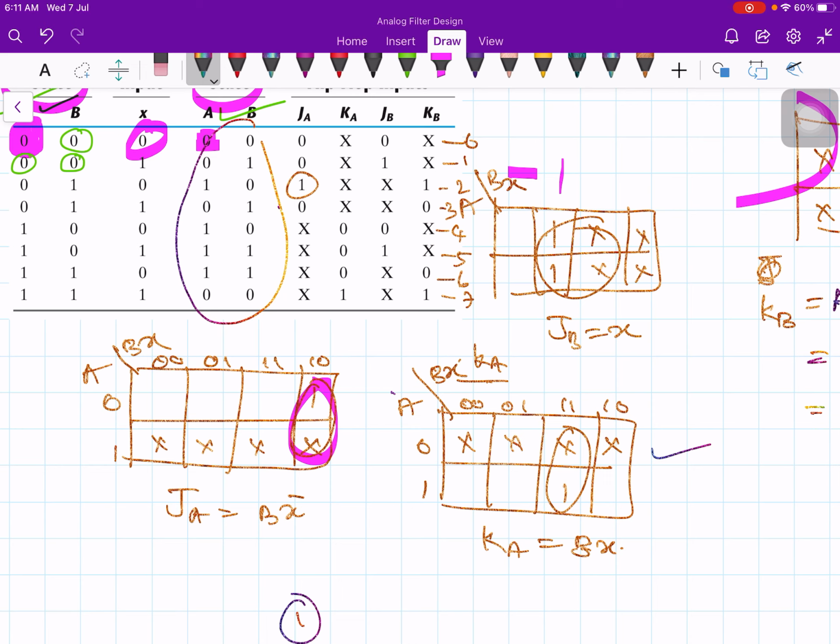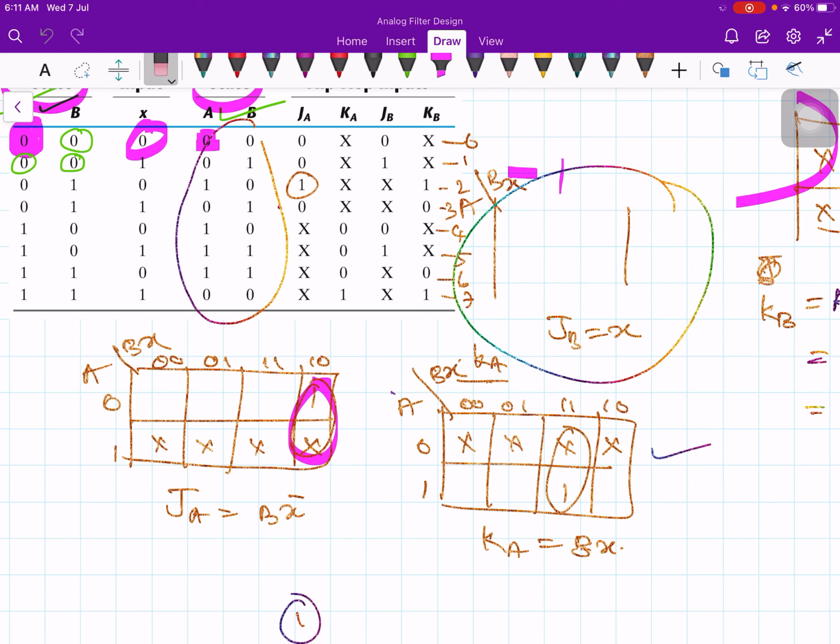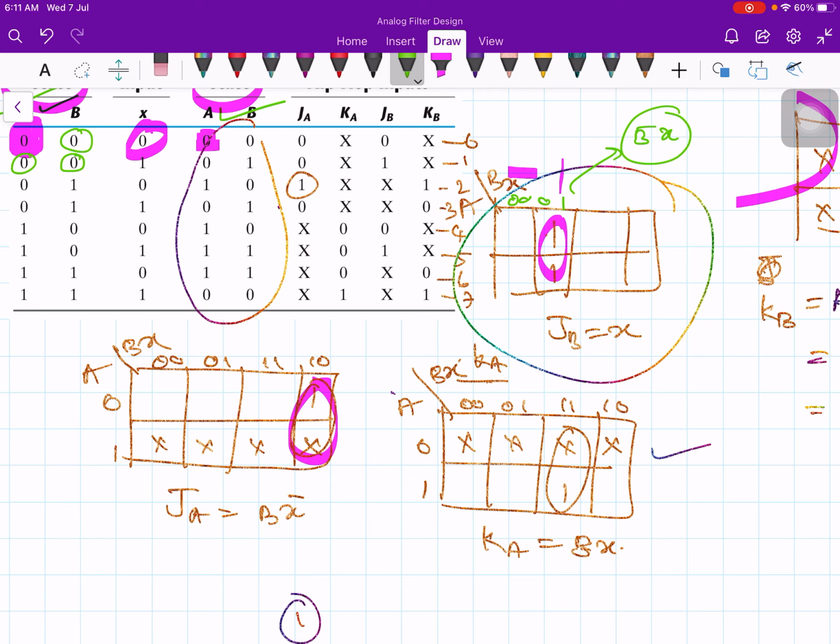So these don't care entries will help us to get a simple Boolean expression. For example, in this case, if I don't have this don't care condition, then I'll get this expression. This one is 0, 0, 0, 1. That means this is b bar x. So if you didn't have don't care, it would have been b bar x. But because of this don't care, I got a simple expression, JB equal to x. Therefore, whenever you have don't care conditions, you'll get a simple Boolean expression.